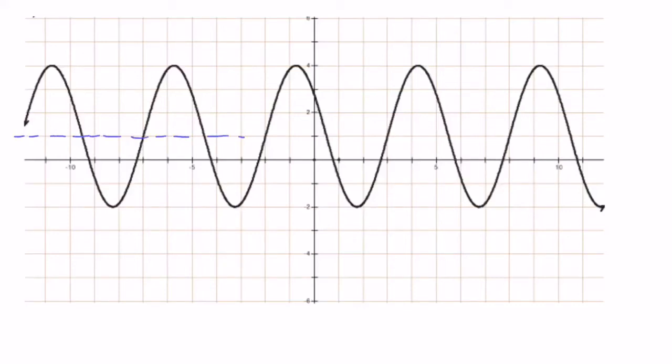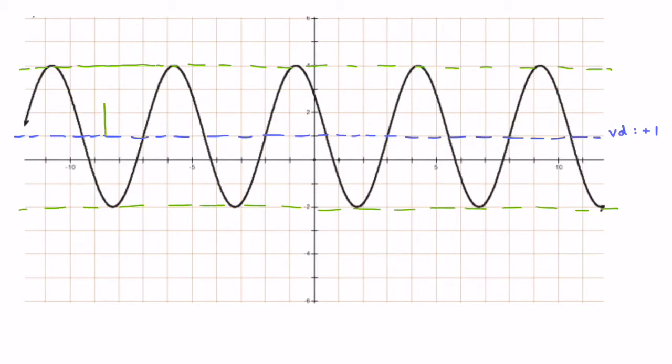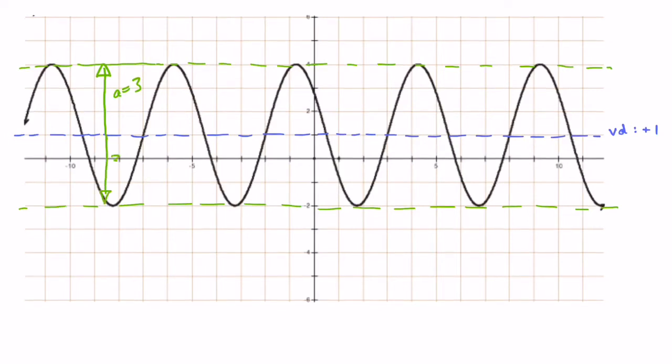Okay, first step again, I'm going to mark in the vertical displacement. If you're not sure where it is, just count bottom to top as 6 units. So half of that is 3. So I can go 3 from the top and get the vertical displacement, or 3 from the bottom. That 3 is also the amplitude. So the vertical displacement on this is 1 up, and the amplitude is 3.